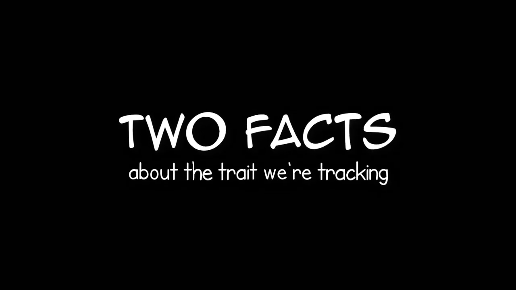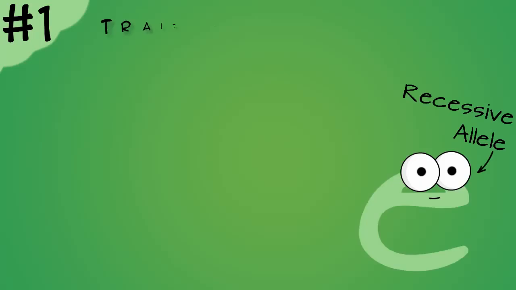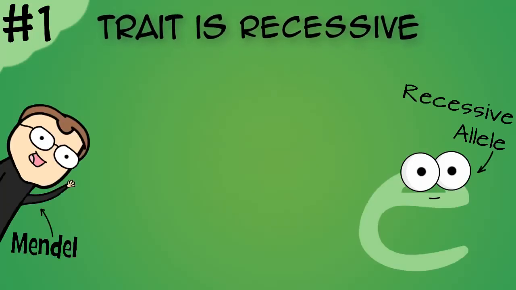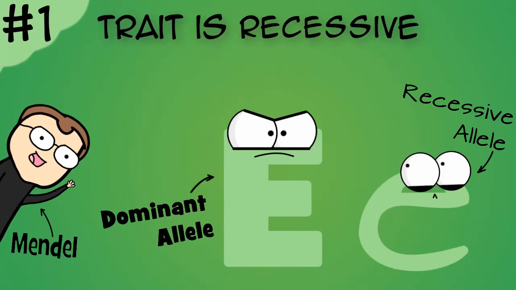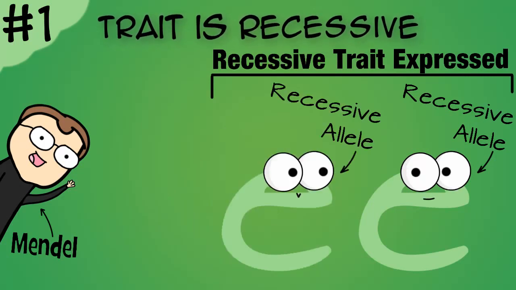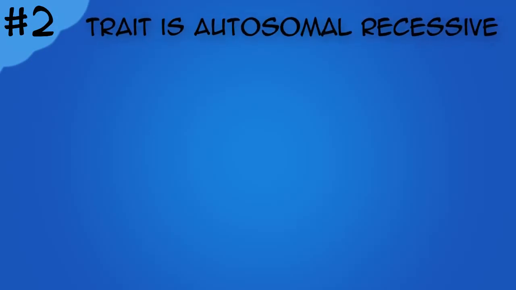Here are 2 important facts about the particular trait I am choosing to track. Fact number 1 about this trait being tracked is that it's recessive. Recall that in typical Mendelian inheritance, dominant alleles, if present, will lead to the expression of dominant traits. Recessive alleles only are expressed when the dominant allele is not present. Now, fact number 2 about this trait is that it is an autosomal recessive trait.